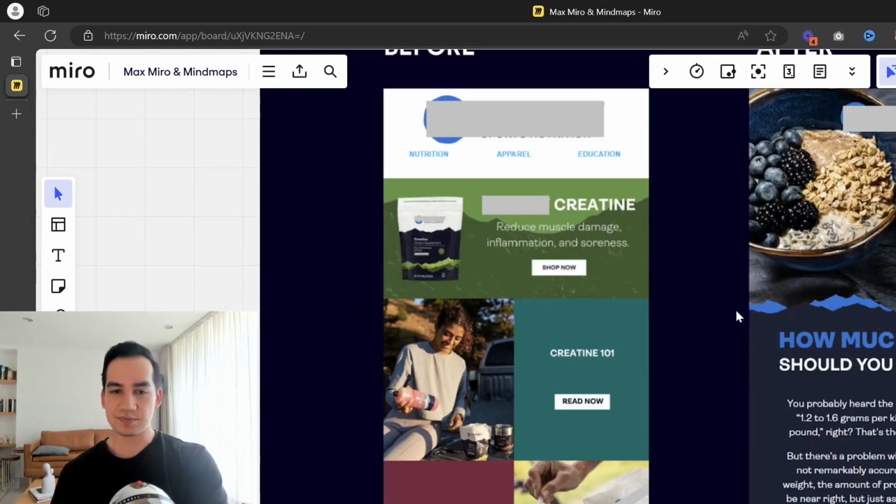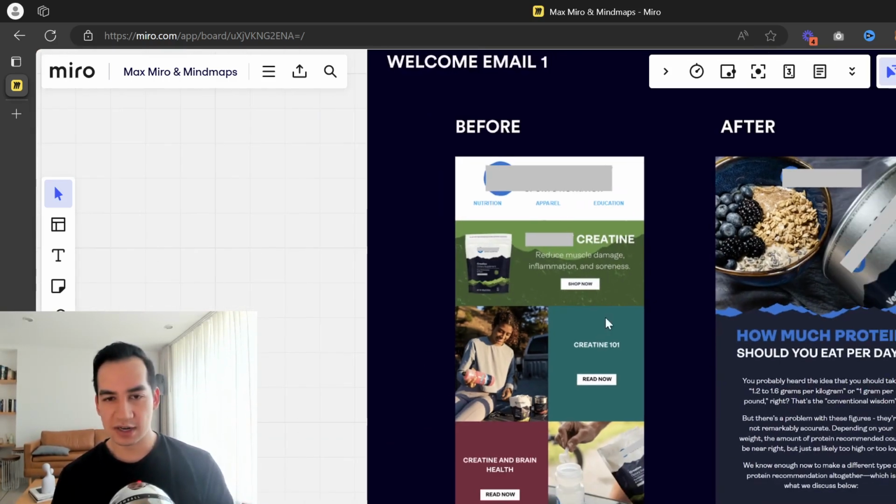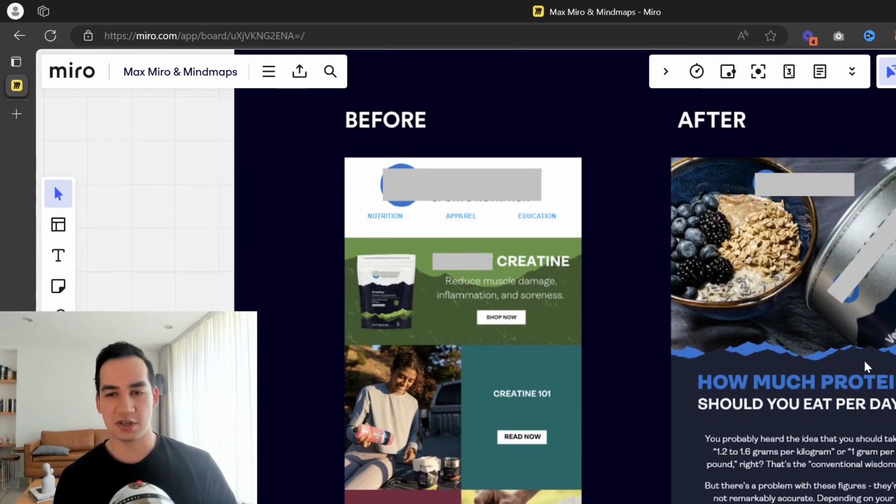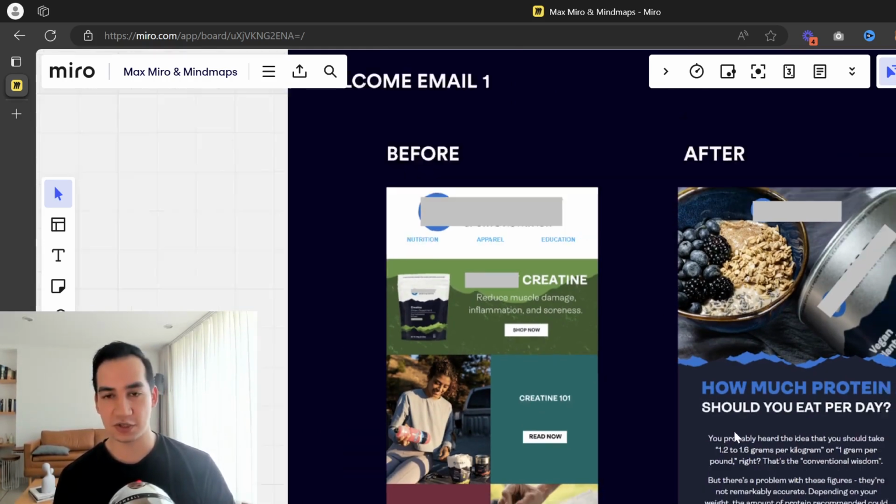All right, so here's what they had before. Again, doesn't look great, doesn't necessarily stand out. Versus this, the campaigns that we started implementing. As you can see right here, it looks way more professional. Nothing too fancy here, but obviously it looks like it was made by a professional designer.